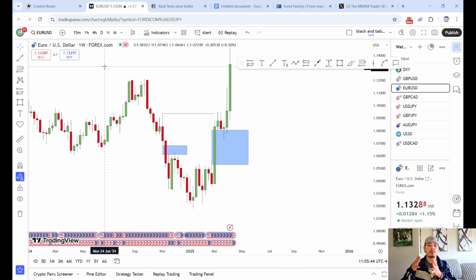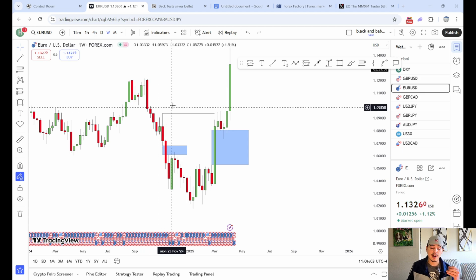And you could do this from the monthly to the daily. Monthly PDA. A PDA is a fair value gap, order block, mitigation block, things like that. You could go from a monthly to a daily, a weekly to a 4-hour, a daily to a 1 hour, a 4-hour to a 15-minute, so on and so forth. Price is all fractal. It all does the same thing on every single time frame.